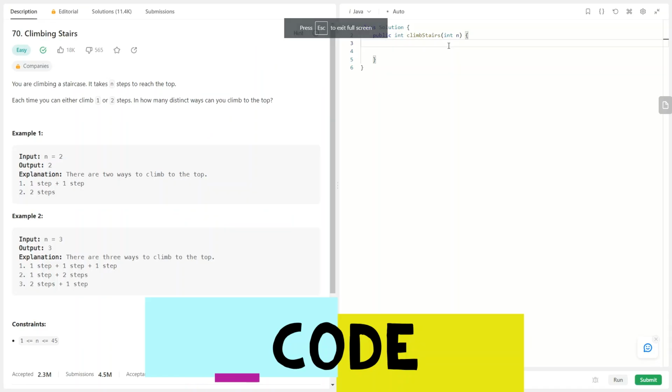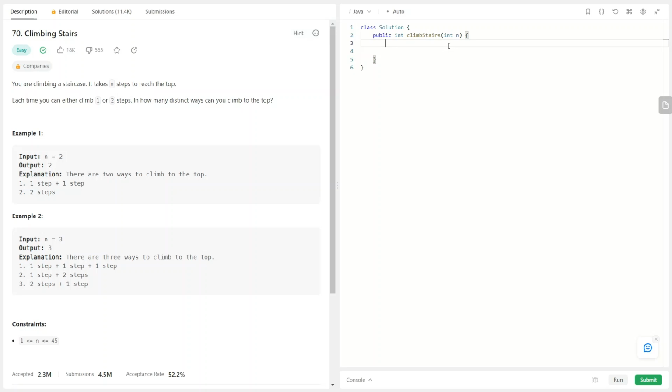Okay, I'm in the coding screen now. Let's try to code it. It will be a short 5 to 10 lines of code. I'll be using Java. You can use any language of your choice, but the approach will remain the same. So let's first define a dp array. This will be of size n plus 1 because it's zero-based indexing. Then what is the number of ways to reach step 0? That is 1. What is the number of ways to reach step 1? It is again 1. We have discussed these two things.